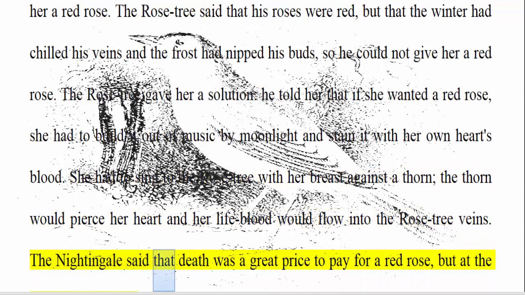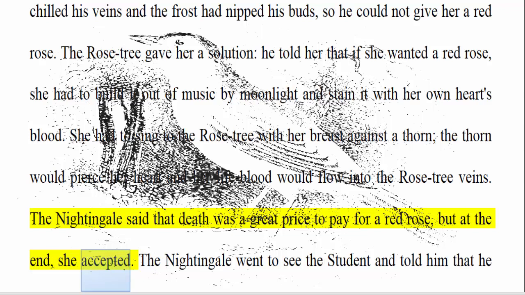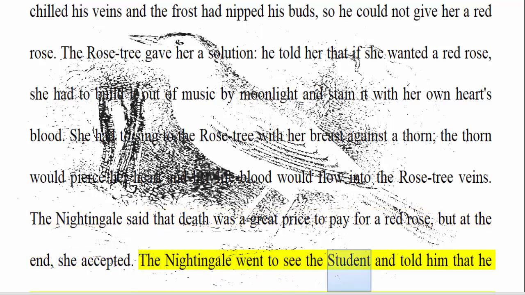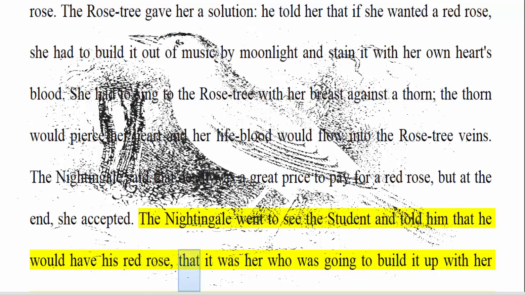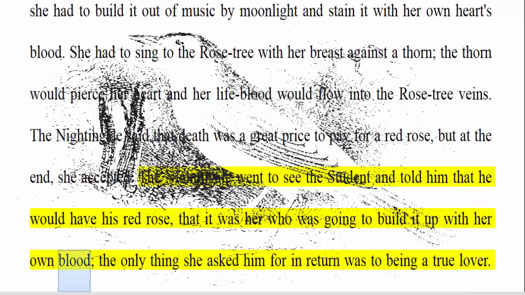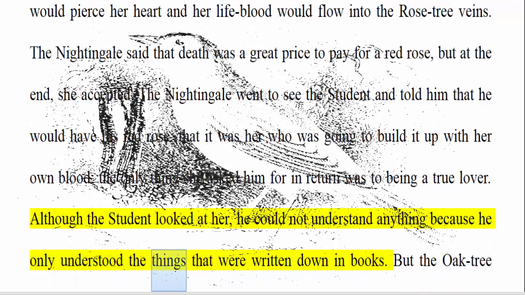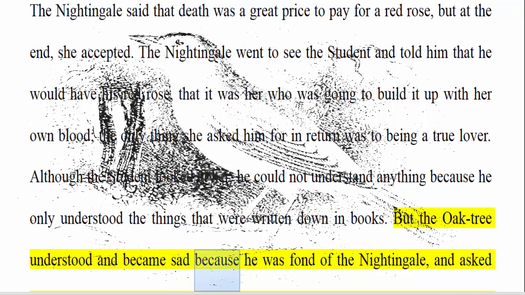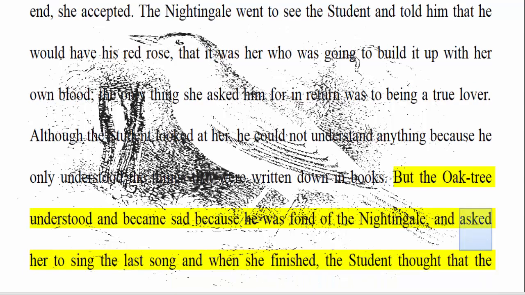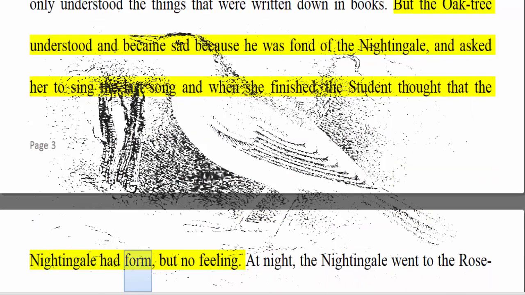The nightingale said that death was a great price to pay for a red rose, but in the end, she accepted. The nightingale went to see the student and told him that he would have his red rose, that it was she who was going to build it up with her own blood. The only thing she asked him for in return was to be a true lover. Although the student looked at her, he could not understand anything because he only understood the things that were written down in books. But the oak tree understood and became sad because he was fond of the nightingale, and asked her to sing the last song, and when she finished, the student thought that the nightingale had form, but no feeling.